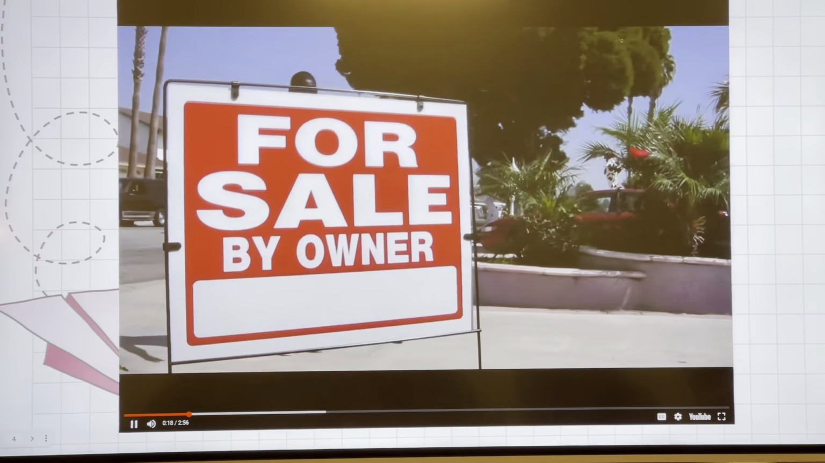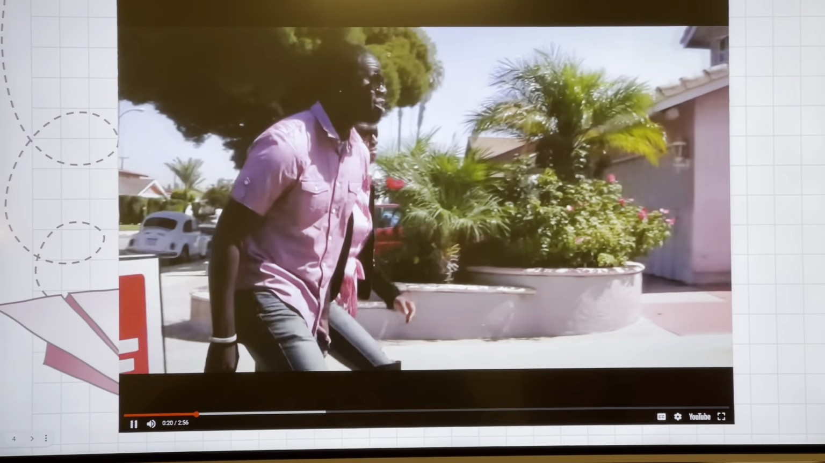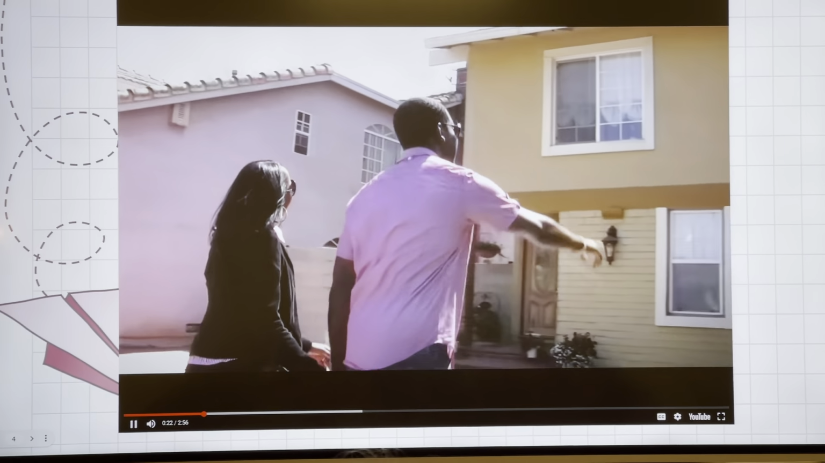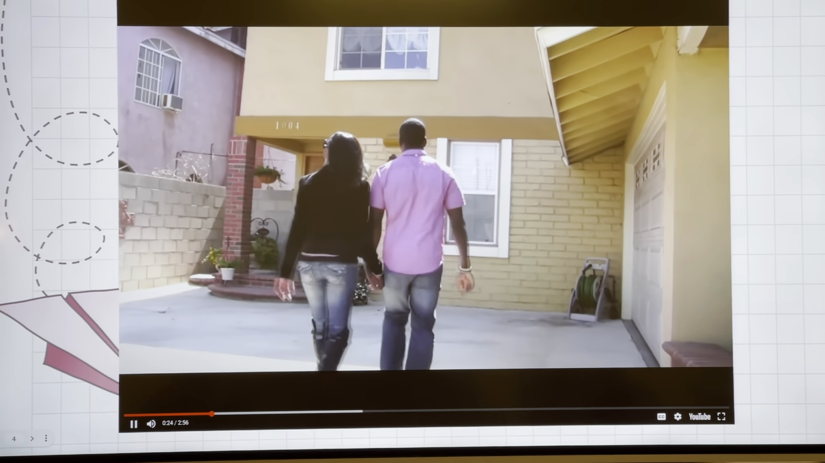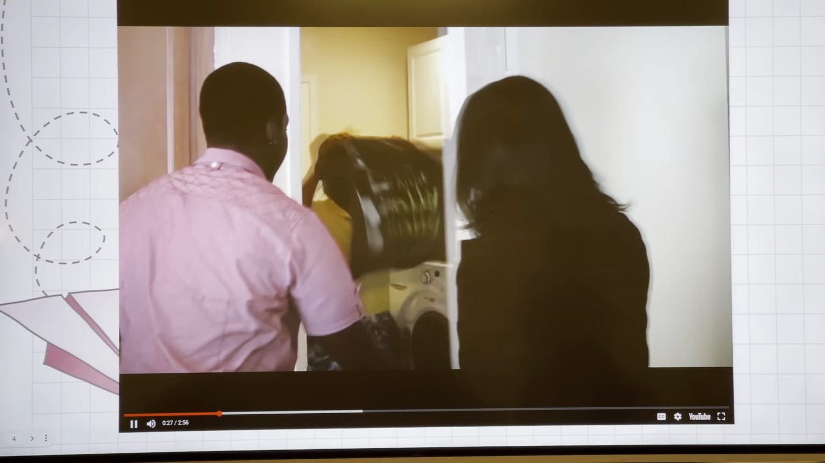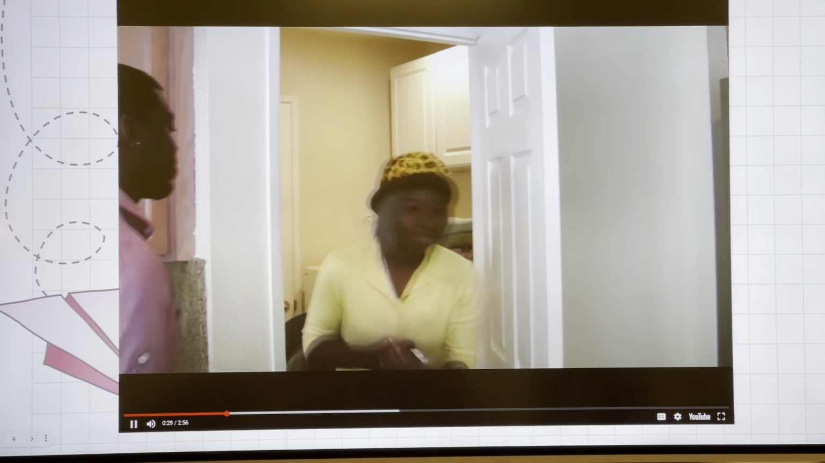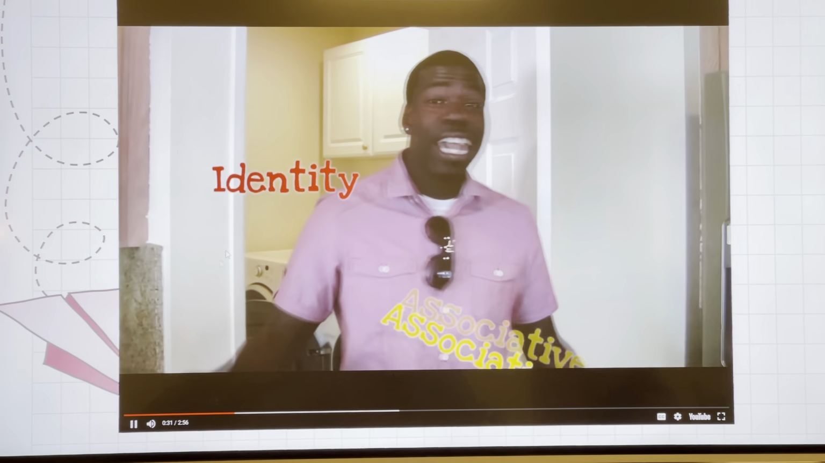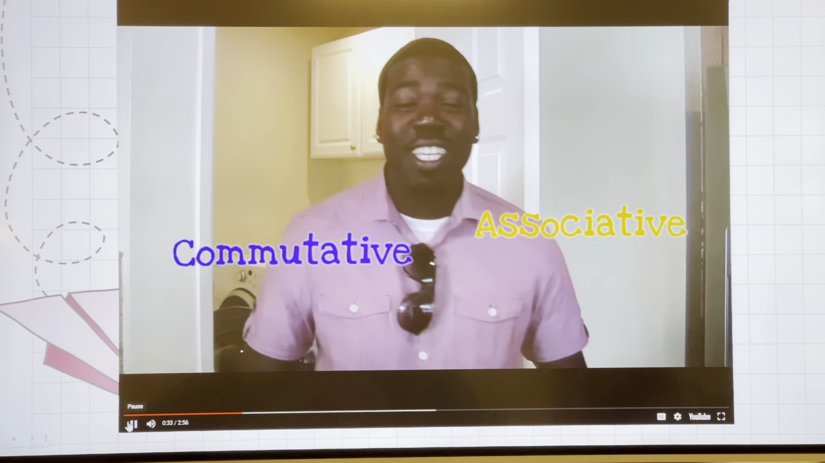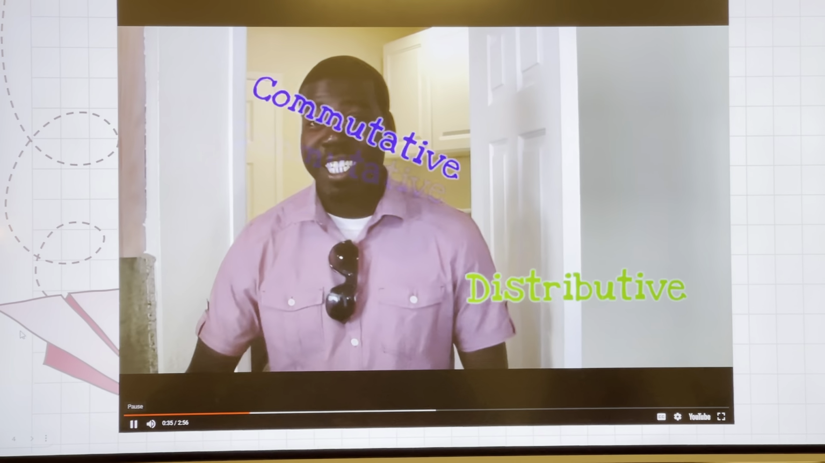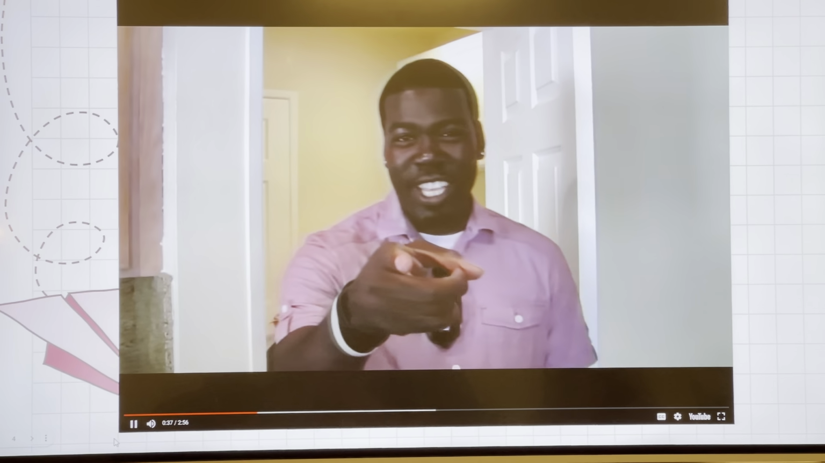I'm all about my properties, my mathematical properties. Just like Monopoly, the identity and associative, we got commutative and distributive. That's just the way it is. You got to learn it, kid.